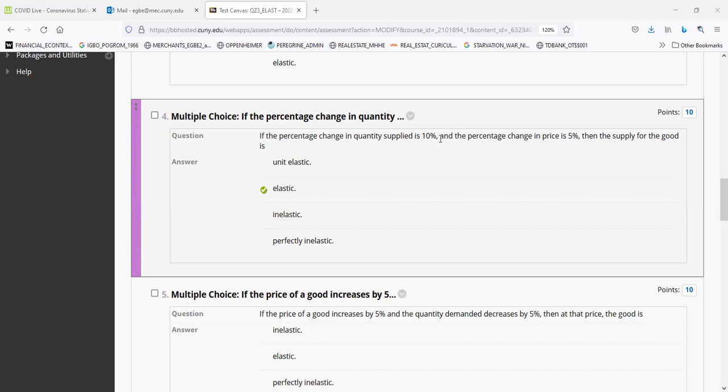So in this case, what number did we get? Well, according to this, you get 2. So it's more than 1. Good. So it's elastic. So the answer is elastic.